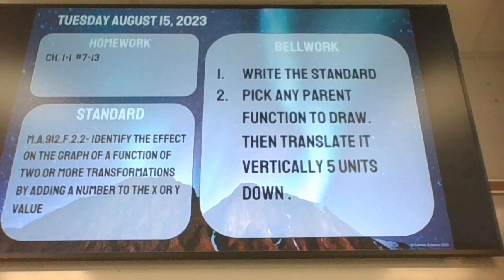So this will be our linear function. It doesn't have to be perfect or beautiful. You can see I'm not trying to make my lines perfect here. I'm just getting this up here. So just come up and do it. Draw the parent linear function on the handout and then move it down 5 units.